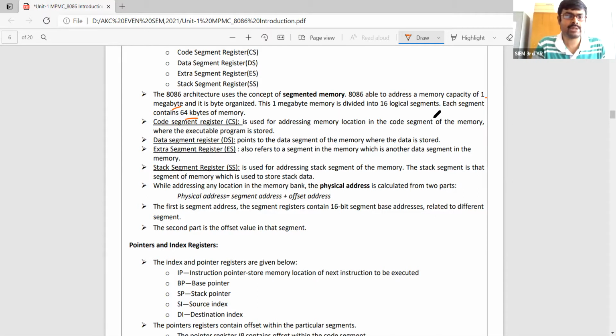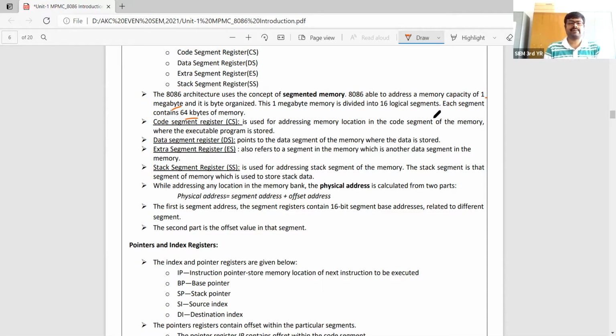The last one is the stack segment register, that is called the SS. It is used for addressing the stack segment of the memory. That is a dedicated task. The stack segment is that segment of the memory which is used to store stack data. Again, I am repeating: code segment register, data segment register, extra segment register, and the stack segment register.